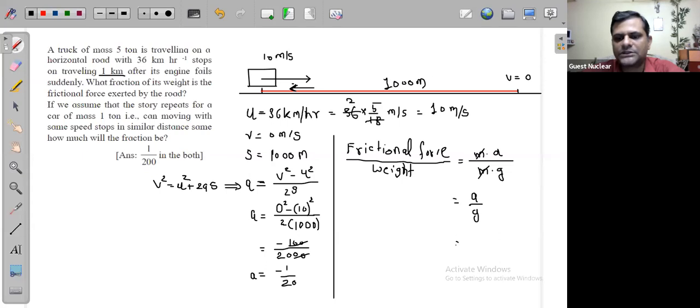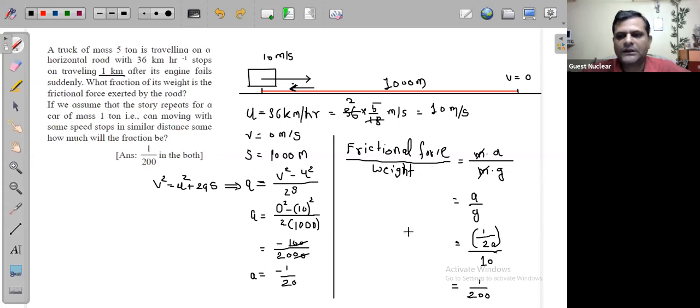Here, a is going to be minus 1 by 20. In magnitude, it will simply be 1 by 20. And that is to be divided by g, where g is nothing but the acceleration due to gravity, which can be taken straight away to be 10. So here we get 1 upon 20 divided by 10, which means 1 upon 20 into 10, so it will be 1 upon 200 in short. So this is the ratio of frictional force to the weight.